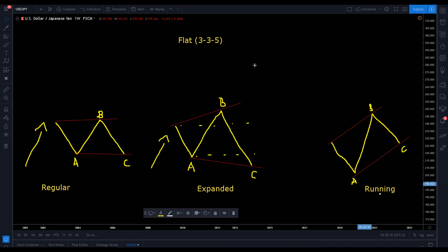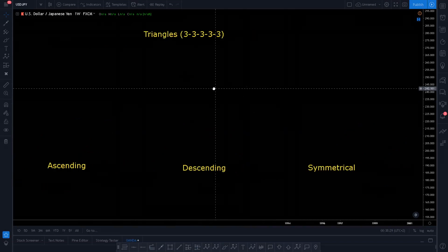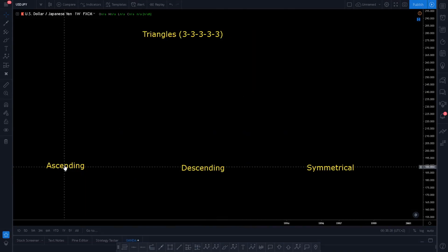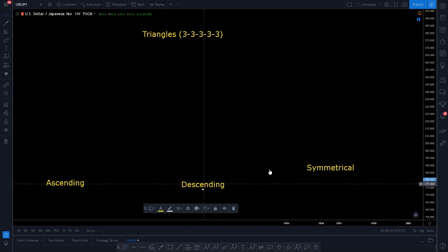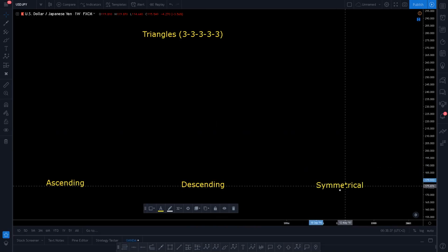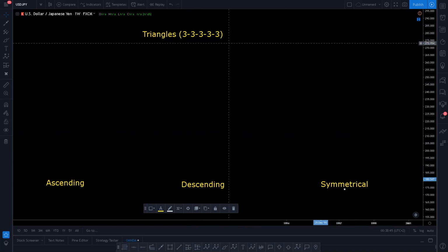Let us go to our next corrective structure, which is the triangles. On the triangles, we have a variation of 6. We have a variation of 6 triangles. A triangle is a 3-3-3-3-3 correction. Let me show you how.